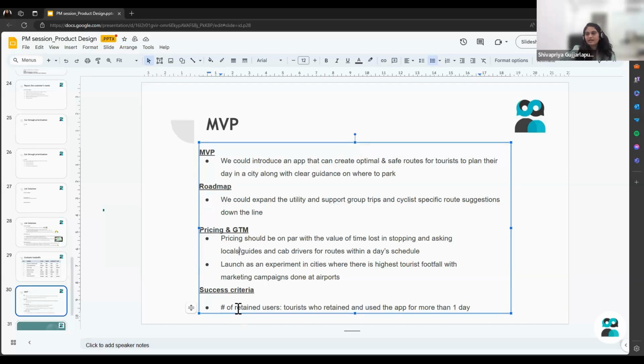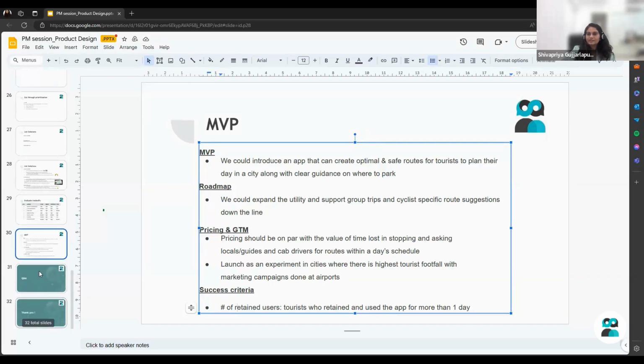For me, the success criteria is retention, because my goal wasn't revenue. The goal was to engage the cyclists and make their experience enhanced. And if they were engaged and enhanced, they will use it on the next day of their trip also. So that's why I went with retention as my success metric: tourists who retained and used the app for more than one day is how I will define my success. So that brings us to the end of our live case.